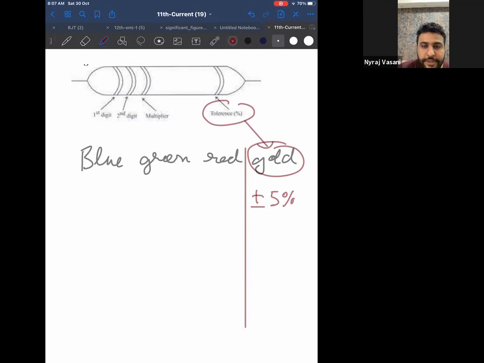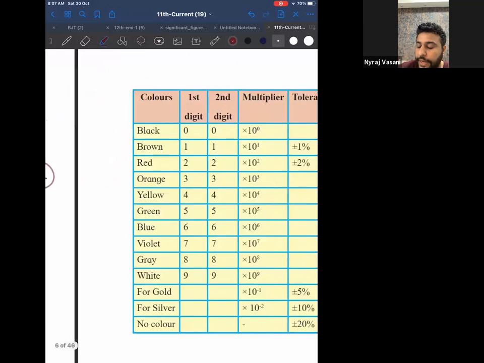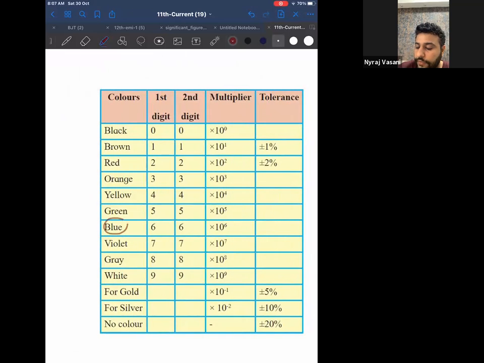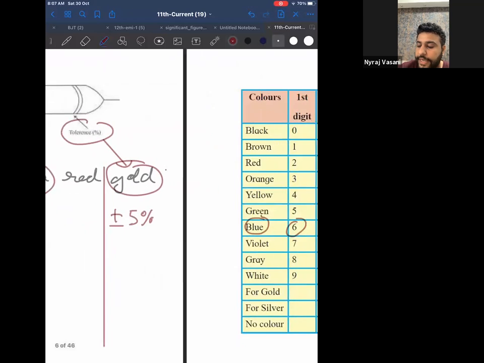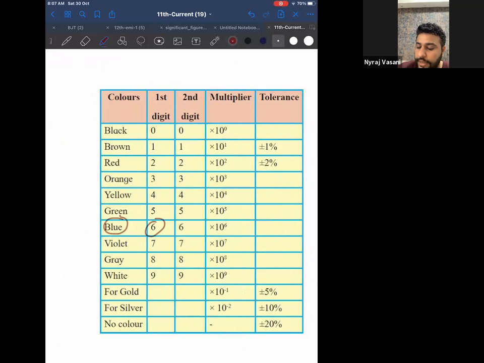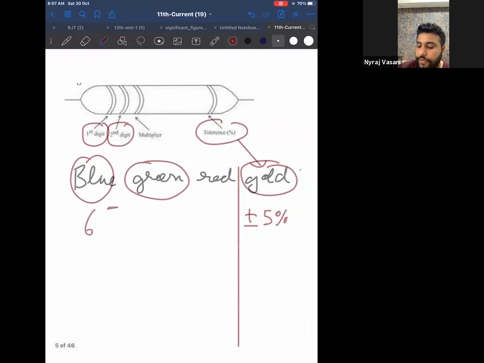So, one part of your answer is over, because we need to find resistance and we need to find tolerance. The tolerance of gold is plus or minus 5%. Now, see here, the first digit is blue. Under blue, what is the first digit? First digit under blue is 6, therefore write 6 as it is. Now, the second digit is green. Under green, the second digit is 5. Therefore, you have to write 5.